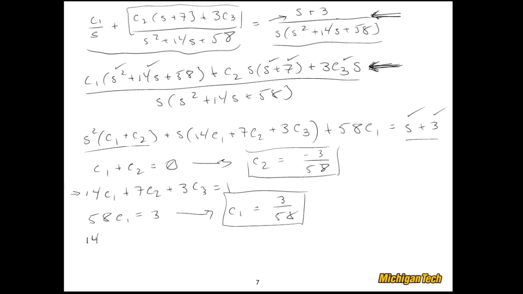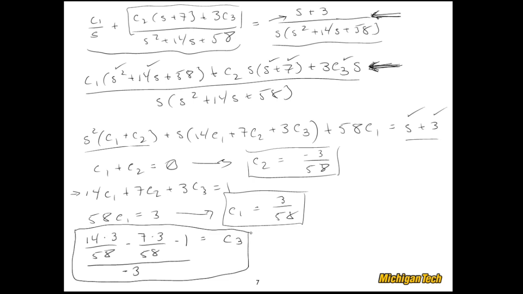And finally, I can solve this one for c3. So we have 14 times 3 over 58 minus 7 times 3 over 58 for my c2. I'll bring the 1 over there, minus 1 equals c3, this whole thing divided by negative 3. This is just a little bit of algebra, a little bit of math fiddling around, but we could get a coefficient. And that's it. I'm done. So actually we did all three steps.